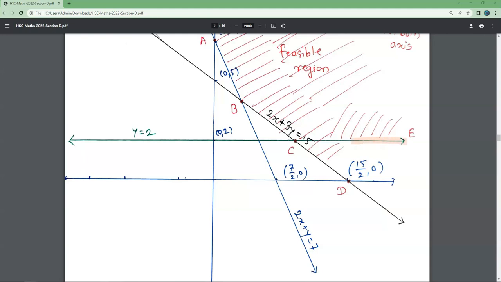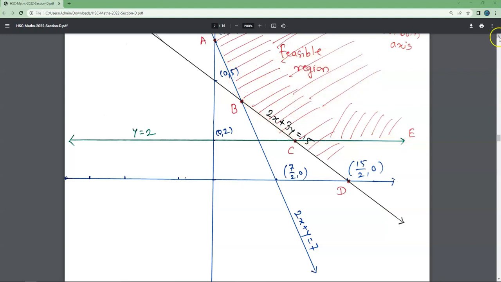See this, this, and this. Okay, this is a straight line. Okay, so this is a feasible region. This is what a feasible region is. Complete. Okay, so now what are the coordinates on the feasible region? This is E, which is always going to be y is equal to 2. This is C, this is B, and this is A point, right?